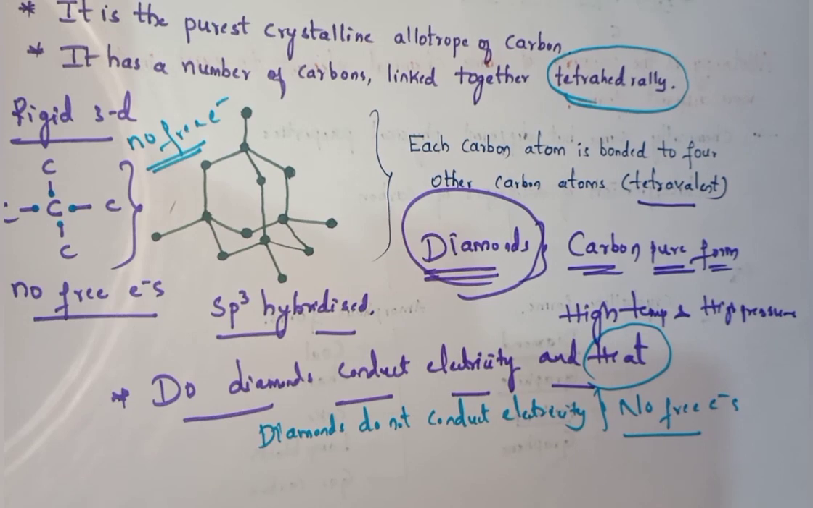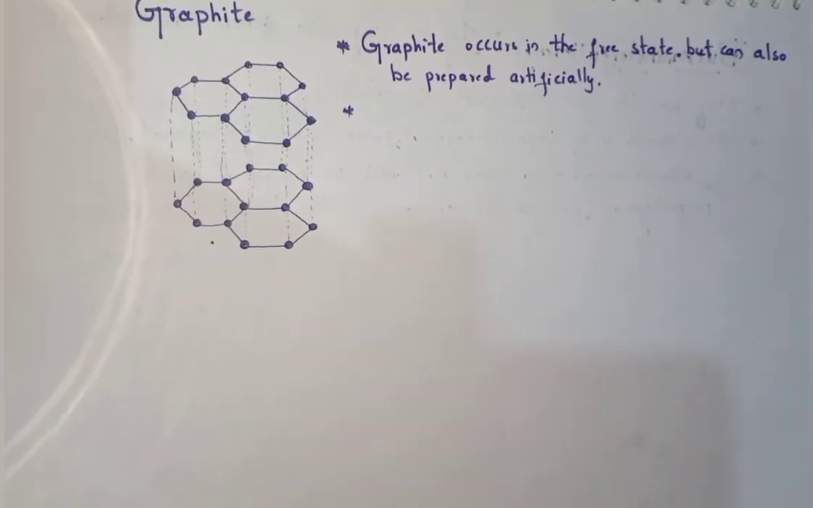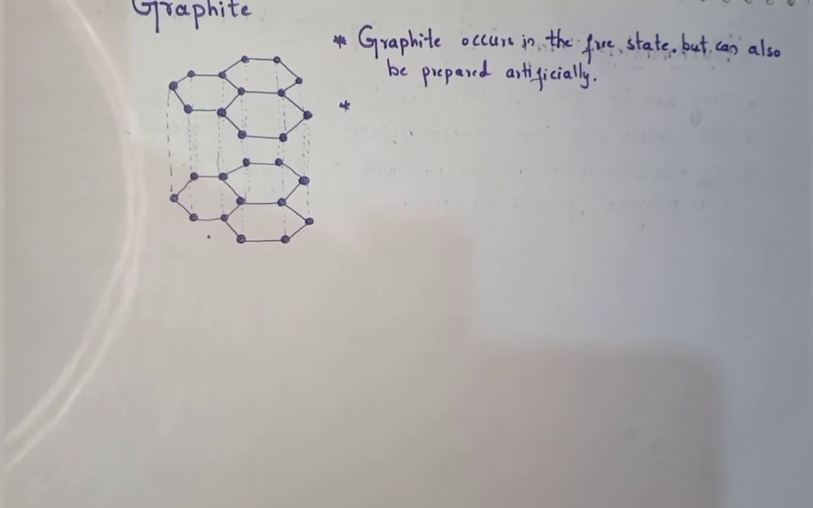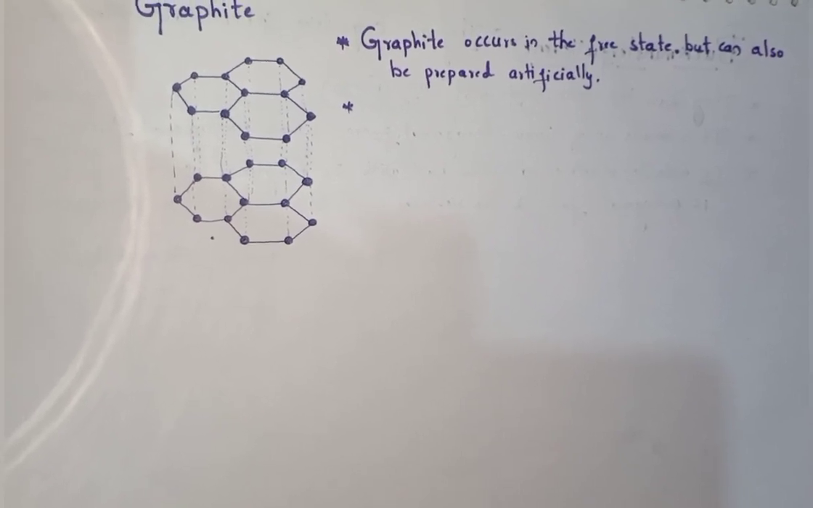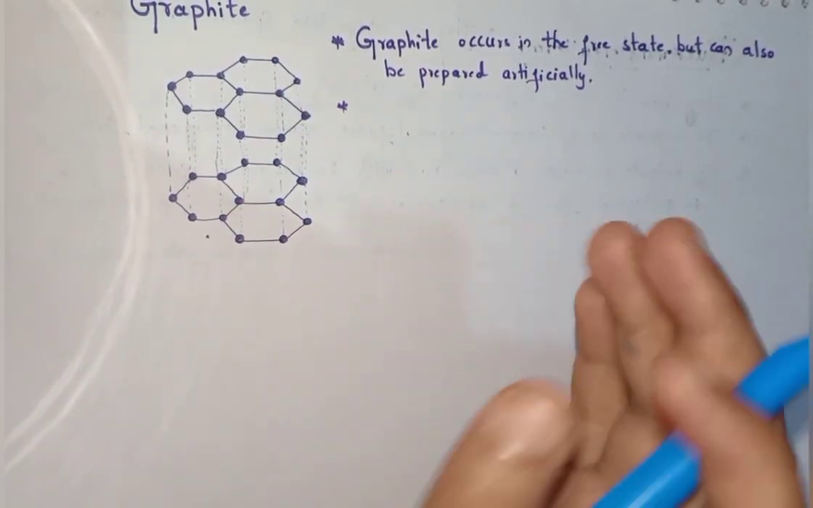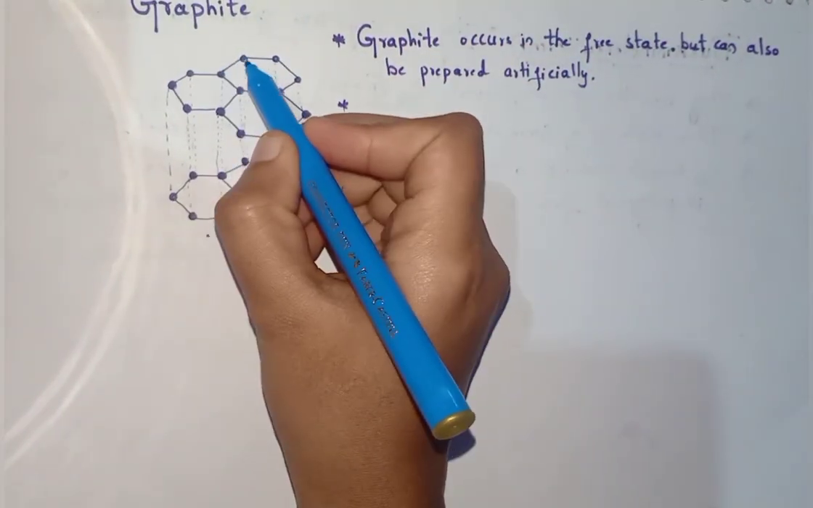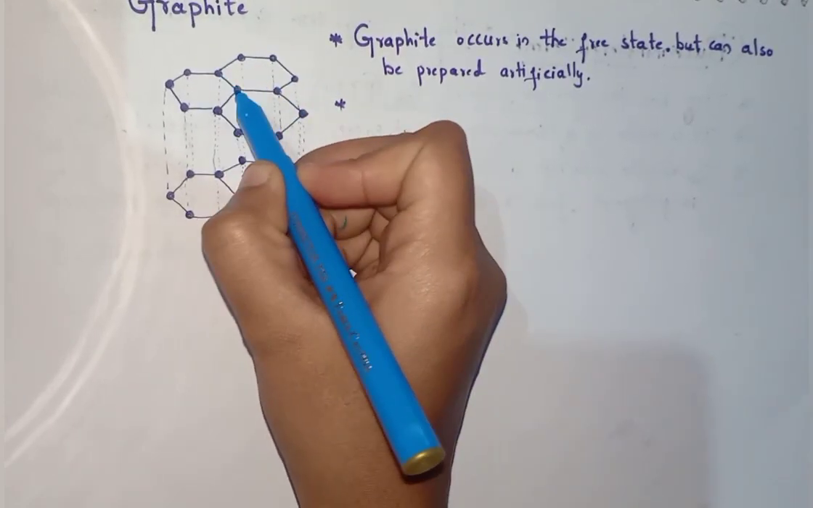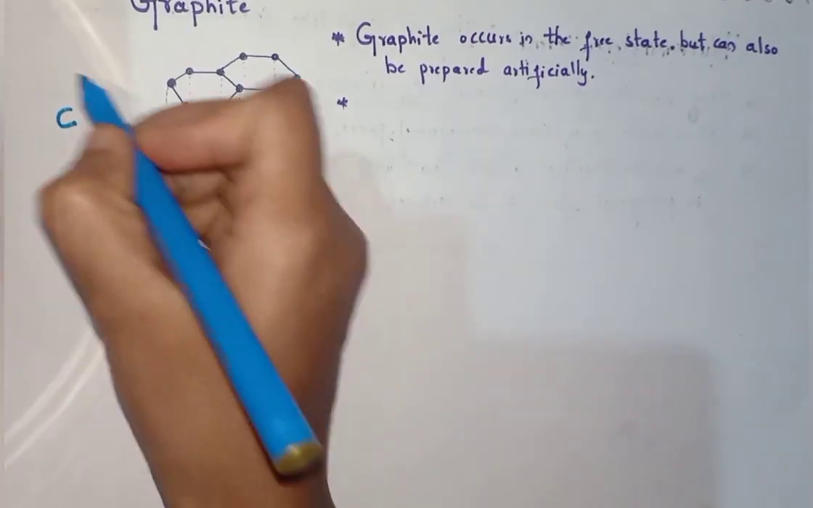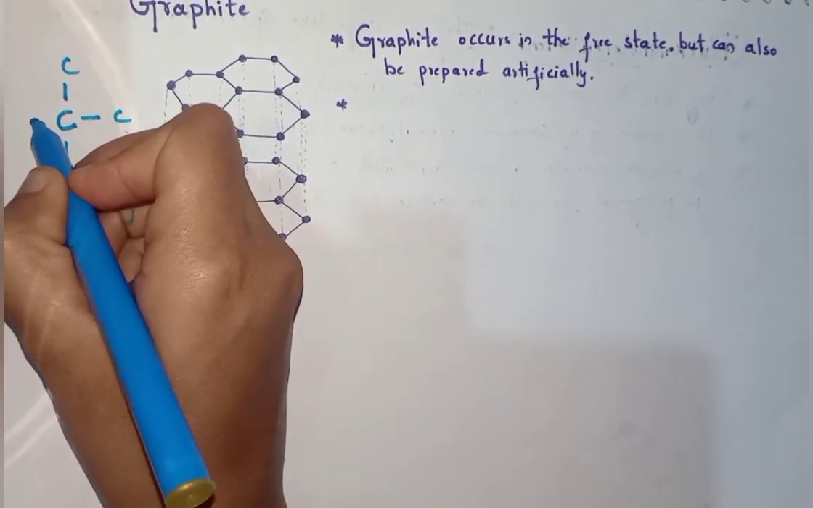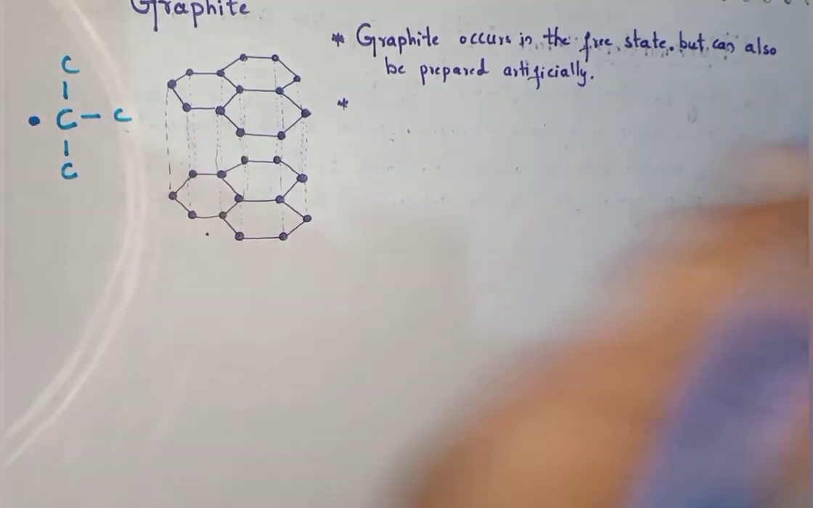Now let's study graphite. Graphite is another allotrope of carbon. It occurs in the free state but can also be prepared artificially. Here each carbon is bonded to 3 other carbon atoms. This carbon is bonded to 3 carbon atoms, and this carbon is bonded to other 3 carbon atoms. That is, each carbon is bonded to 3 other carbon atoms, and 1 electron is waiting for bonding.